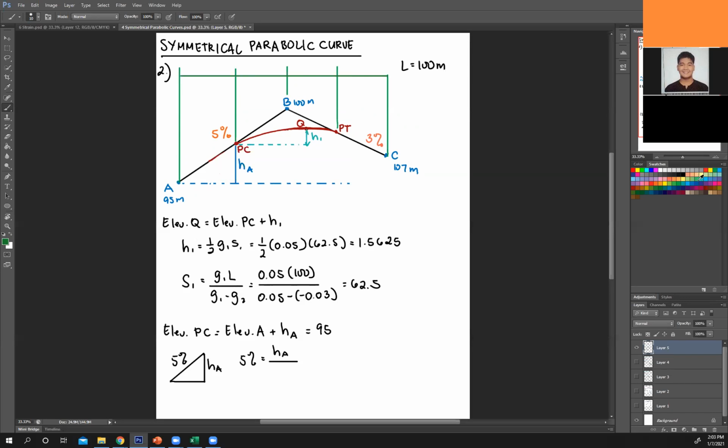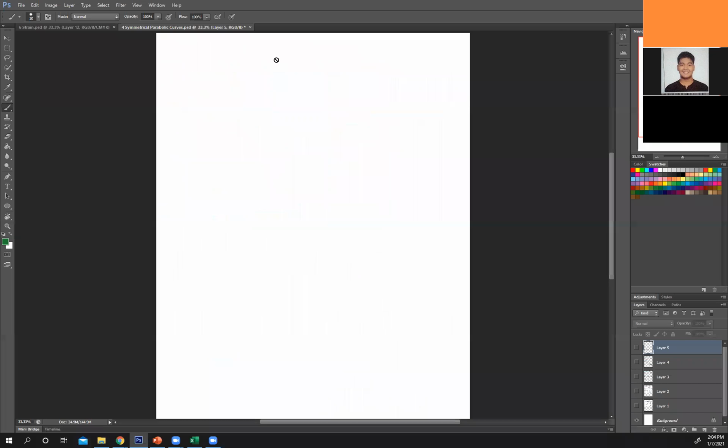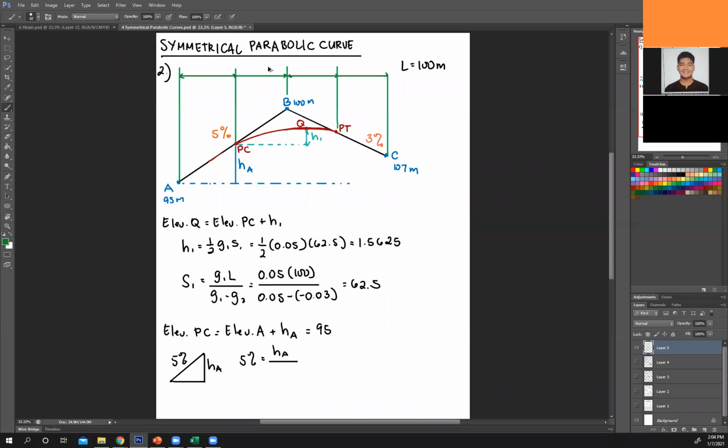So all of these lengths are 50. So this is 100. So the length of your parabola, this length, is 100. Therefore, this is L over 2, right? From PC to point of intersection. That's 50. Okay. So again, this should be 100. So this is 50. This is 50.